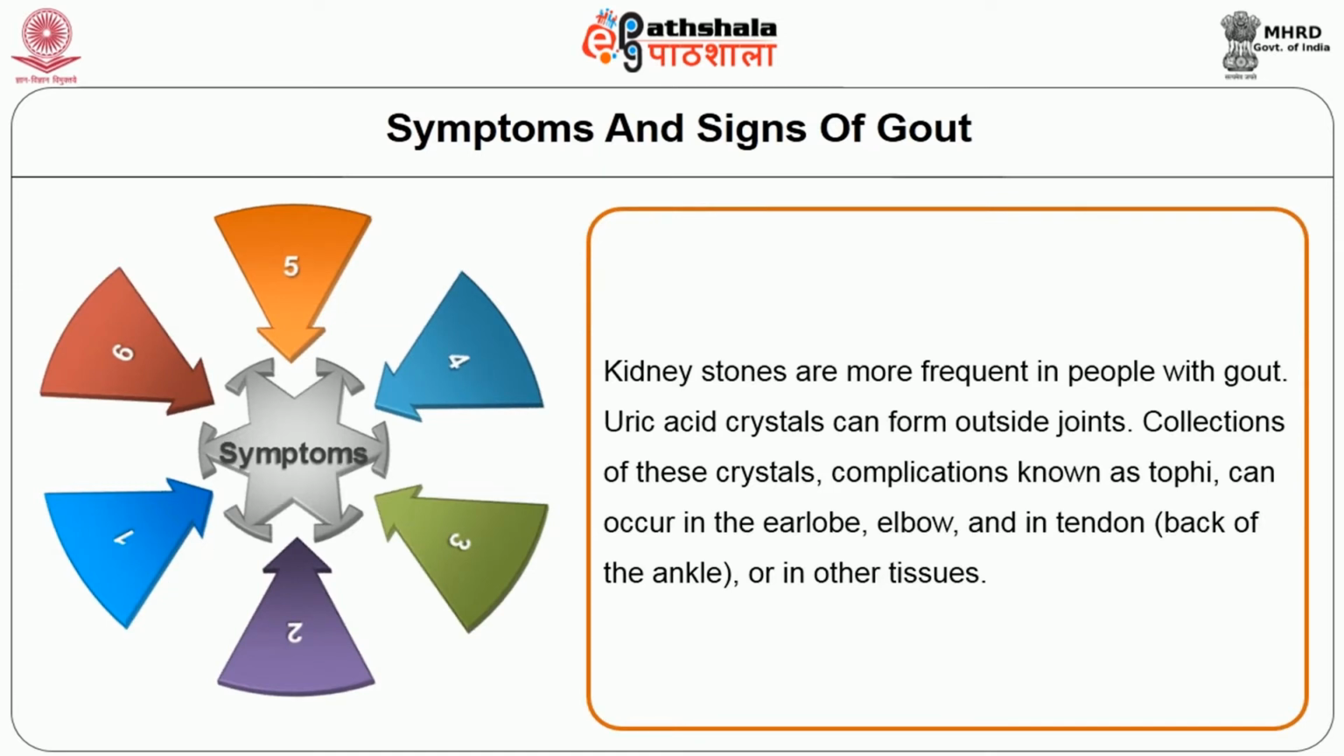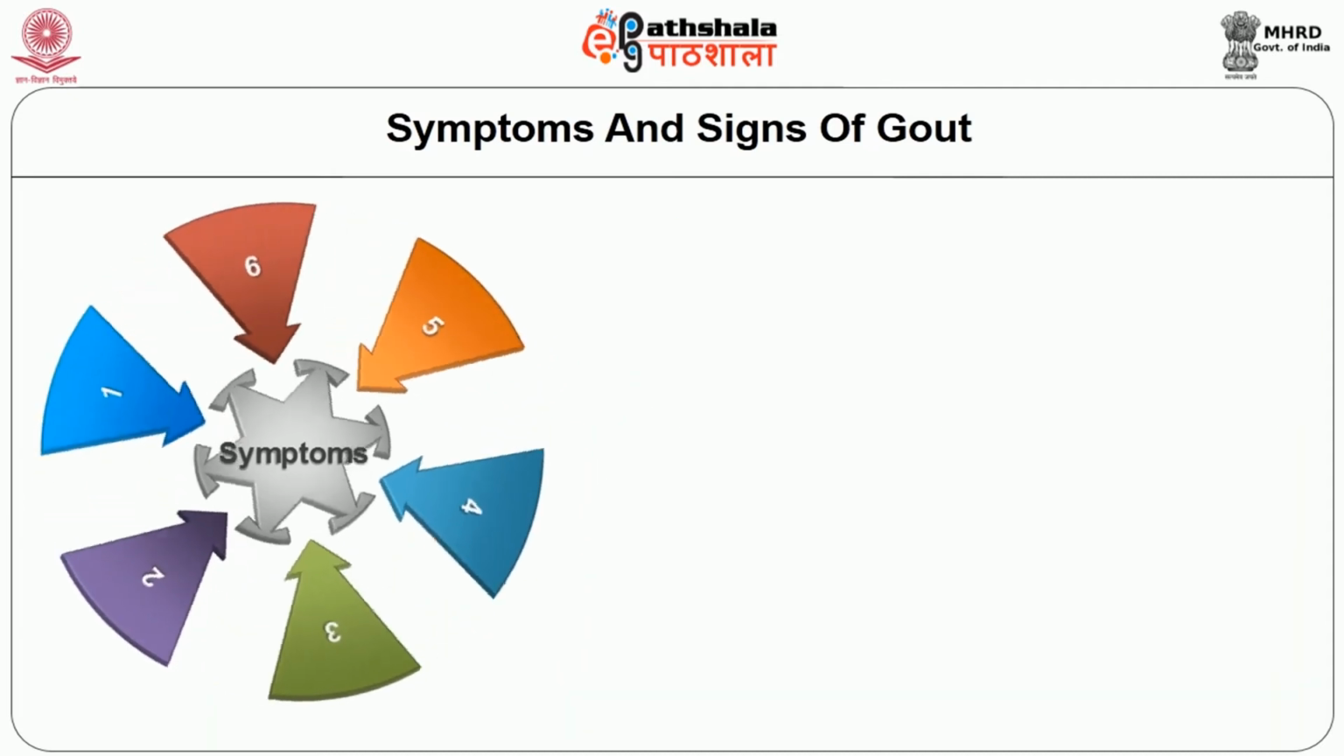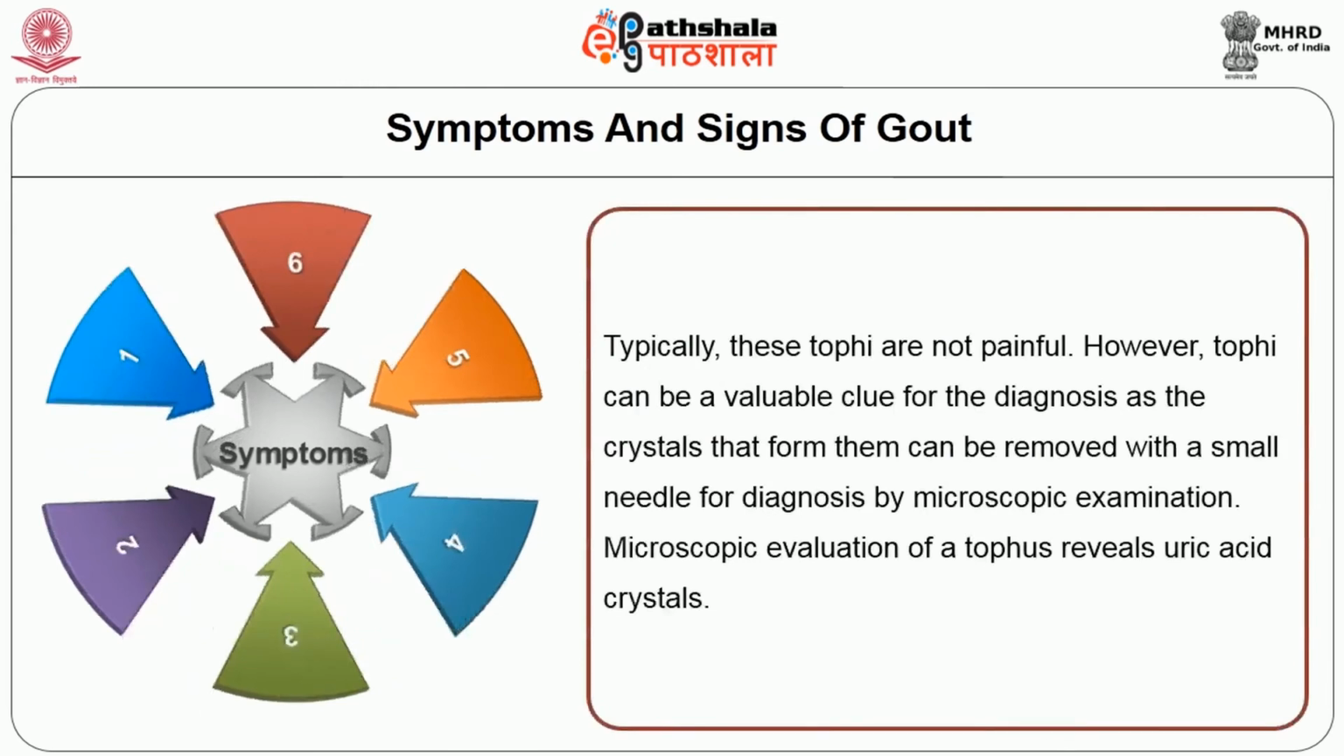That is, collections of these crystals, complications known as tophi, can occur in the earlobe, elbow, in the Achilles tendon, that is the back of the ankle, or in other tissues. Typically, these tophi are not painful. However, they can be a valuable clue for the diagnosis, as the crystals that form them can be removed with a small needle for diagnosis by microscopic examination. Microscopic evaluation of a tophus reveals uric acid crystals.